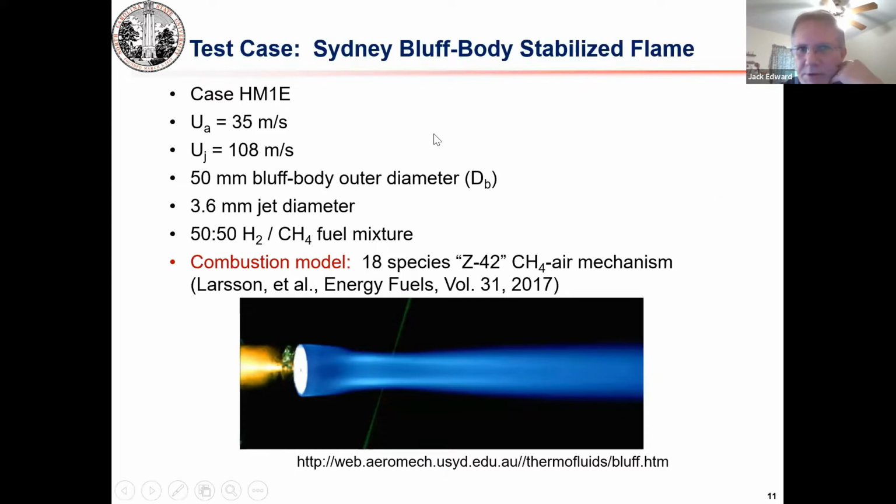The test case I'm going to show basically all my results from is a case we did with one of the Sydney bluff body flames. This one is the HM1E. It's very well characterized and very well used in the literature. It's an H2/CH4 fuel mixture, and we use this particular kinetics mechanism. And these are some of the other parameters of this particular flow.